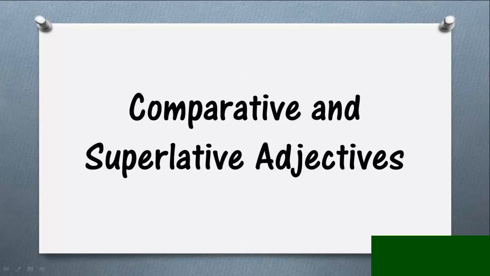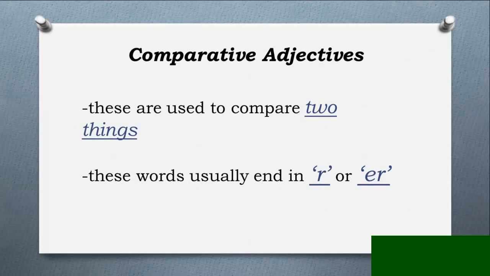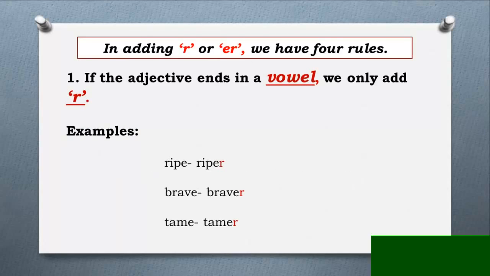Comparative and superlative adjectives. Comparative adjectives are used to compare two things. These words usually end in R or ER. In adding R or ER, we have 4 rules.